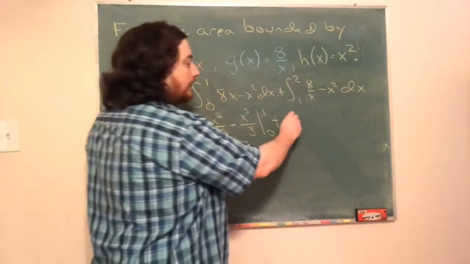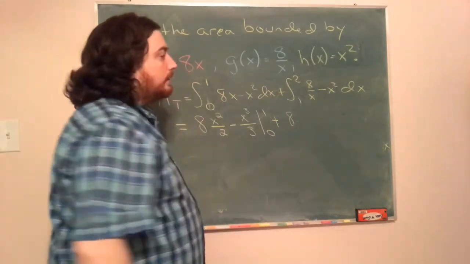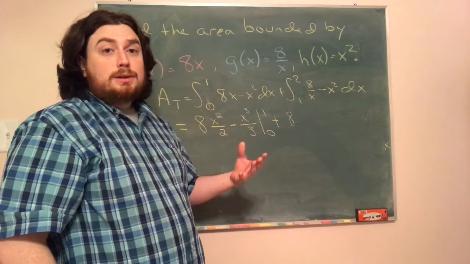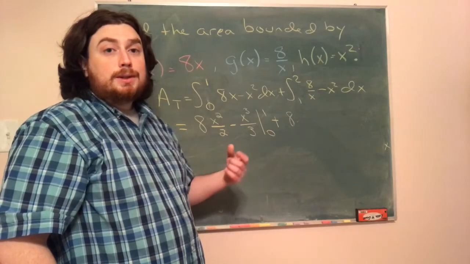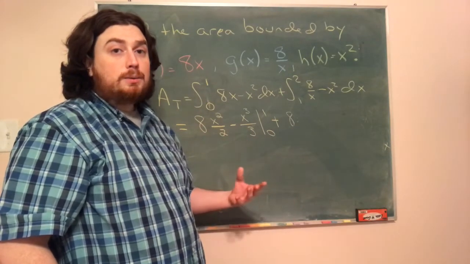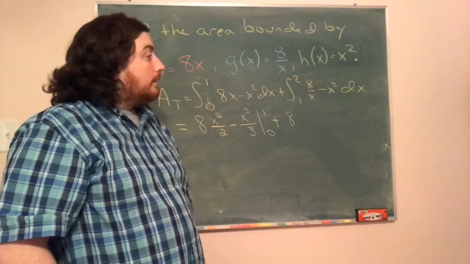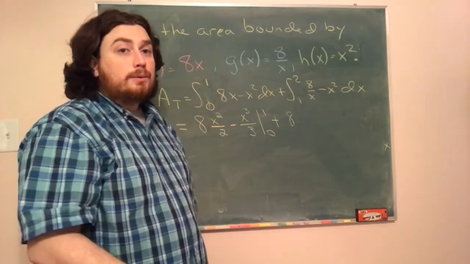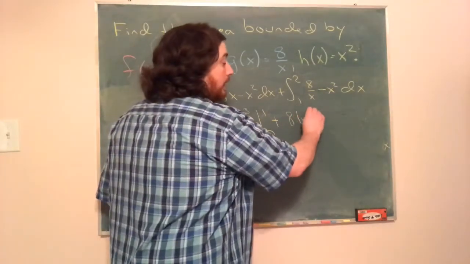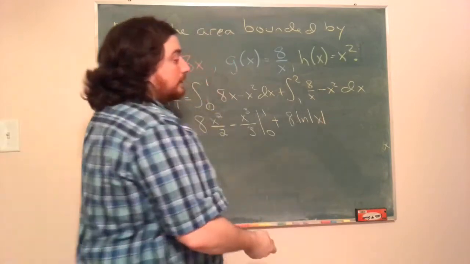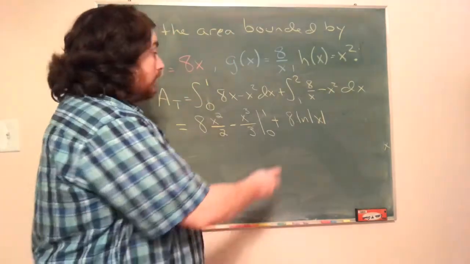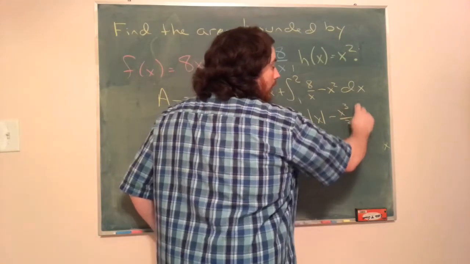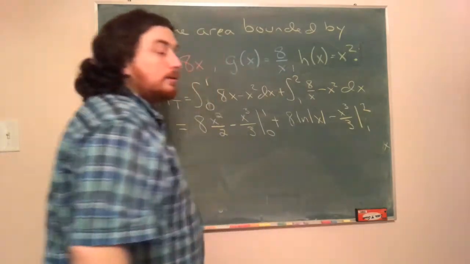As I look at this next one, I'm going to again factor out the 8, and I need to integrate 1 over x. Now, 1 over x is the same as x to the negative 1, but I can't use the power rule because that doesn't work for negative 1. Instead, we have to recall that the antiderivative of 1 over x, or the indefinite integral, is the natural log of the absolute value of x. Then, again, we subtract off the integral of x squared, which was x cubed over 3, and then I evaluate from 1 to 2.